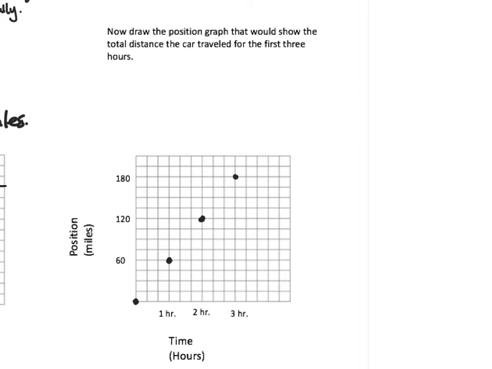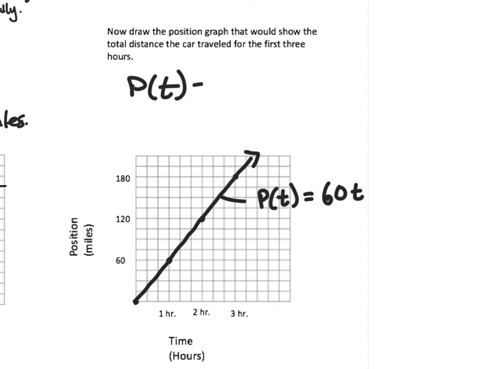And what you get here is this graph, okay? And this graph is the equation, and we're going to call this P of t. P of t is equal to 60t, okay? Now, here's what I want you to notice here, okay? How do we get the position function? P of t is equal to the integral of v of t dt. And that's how we get our position function.